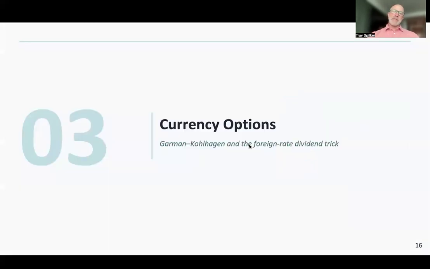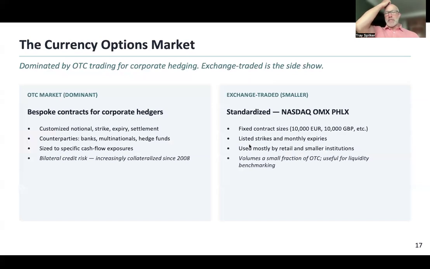Now moving into currency options here. What's interesting to note about the currency options market is that it's dominated by the over-the-counter market. That is, exchange-traded foreign currency options are kind of a sideshow. And the reason for it is because of corporate hedging, right? So imagine a multinational company with, let's say, $1 billion in British pound exposure on a specific date. They don't want a standard contract. They want something tailor-made, something bespoke in terms of the total notional value and the expiration date as well.